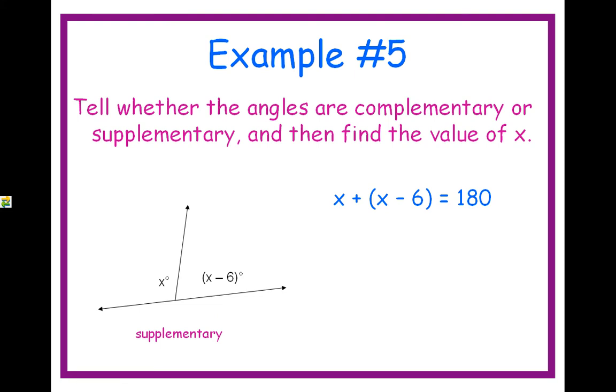Okay, let's clean up and add our like terms. x plus x is equal to 2x. Bring down your minus 6 is equal to 180. Now we've got to solve for x. So we need to get rid of the minus 6 first, and to do that you add 6 to both sides, which leaves us with 2x is equal to 186. Now divide by 2 on both sides, and you get that x is equal to 93.